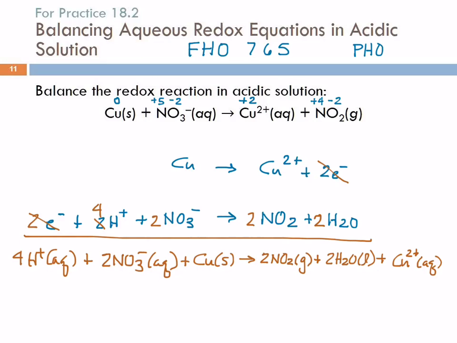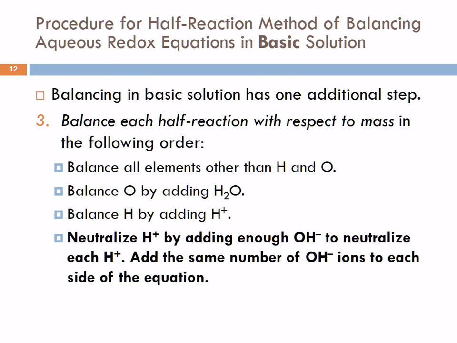Well, what if you don't have an acidic solution? What if you have a basic solution? One extra step. So you balance the other elements besides hydrogen and oxygen. You balance the oxygen by adding water. You balance the hydrogen by adding H+. One extra step for basic solution.